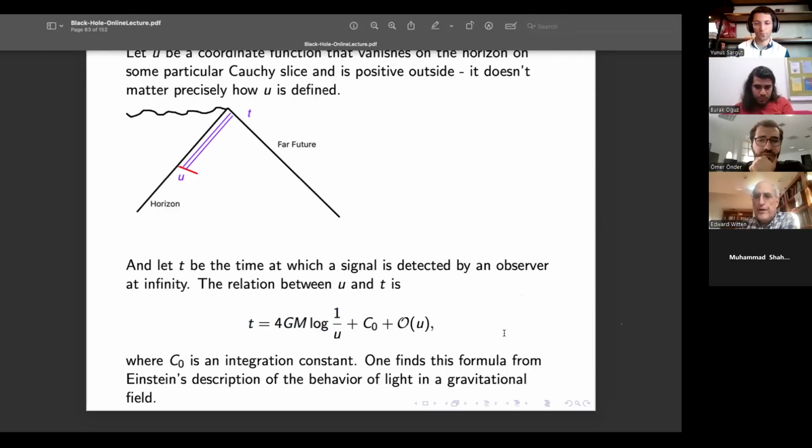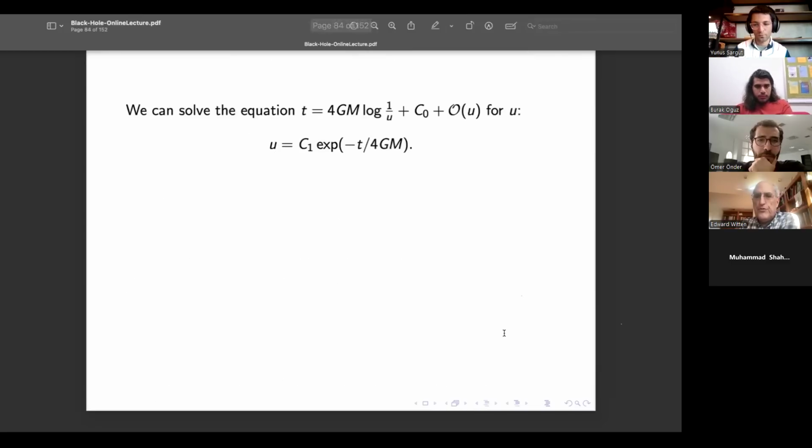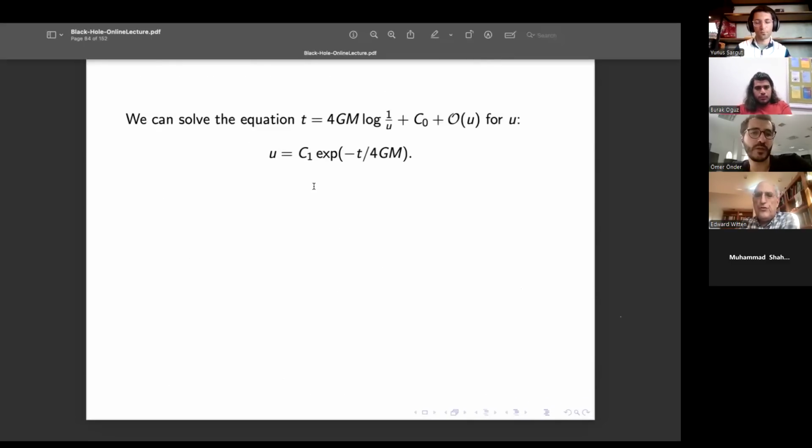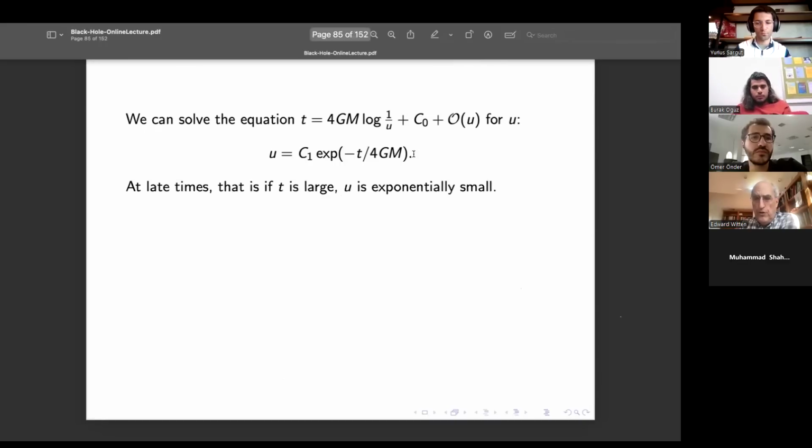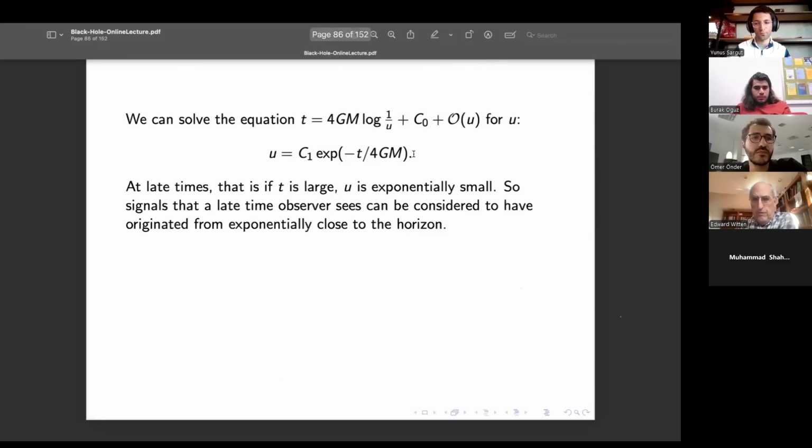It seems more dramatic if we solve for U in terms of T. If I write the same formula in terms of U, it takes the form that U is a constant times e to the minus t over 4GM. And this is dramatic because it says that as t goes on, U becomes exponentially small. So signals that a late-time observer sees can be considered to have originated from exponentially close to the horizon.